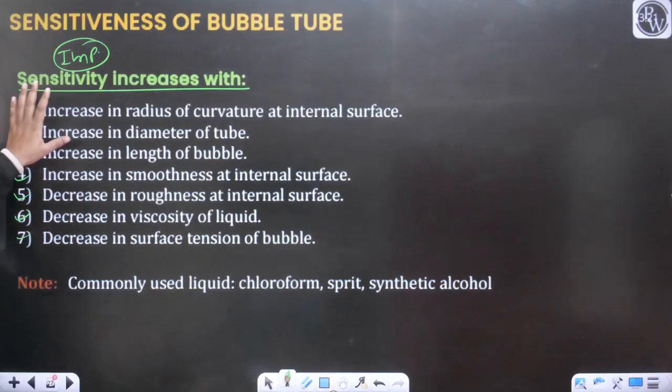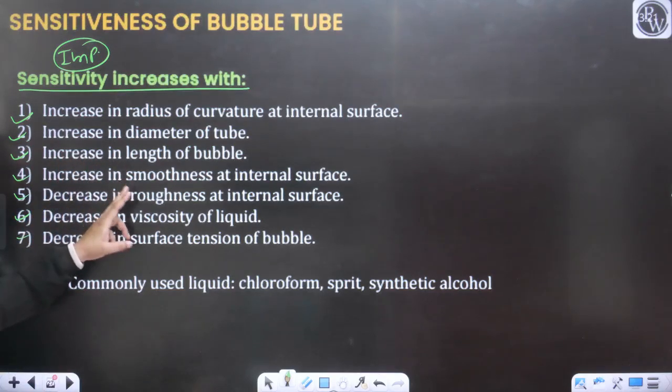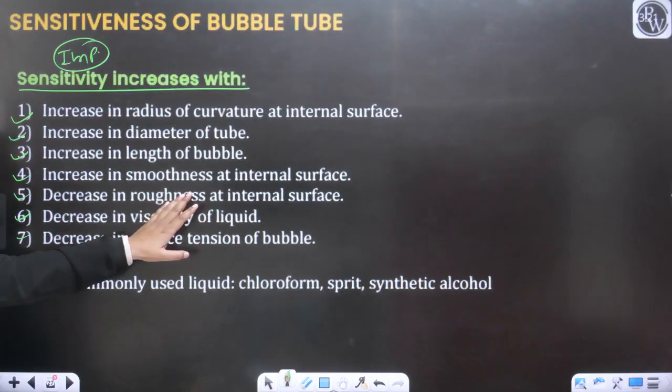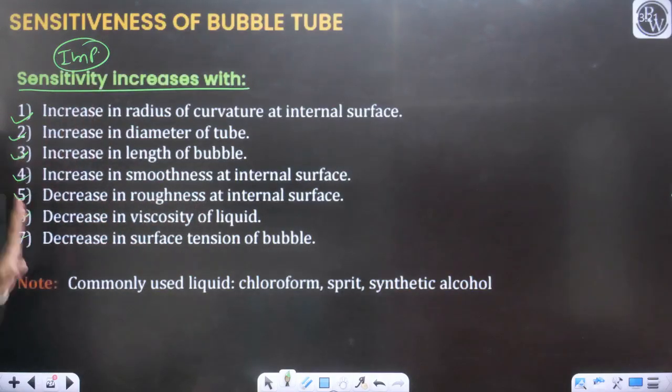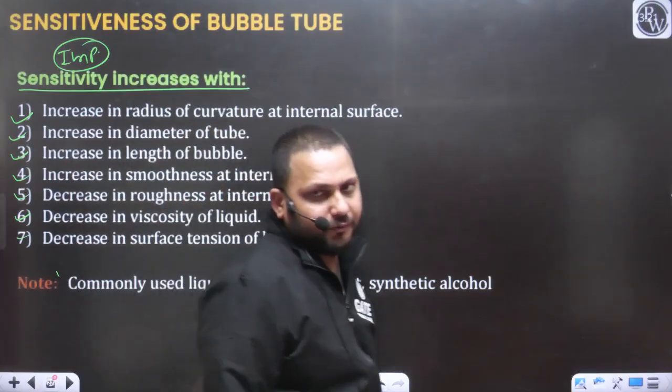Sensitivity will increase with an increase in the radius of curvature, an increase in the diameter of the tube, an increase in the length of the bubble, an increase in the smoothness of the inner surface, and a decrease in the roughness of the internal surfaces. If roughness decreases, sensitivity will increase. Also, a decrease in the viscosity of the liquid and a decrease in the surface tension of the bubble. These things are important from your theoretical exam point of view.